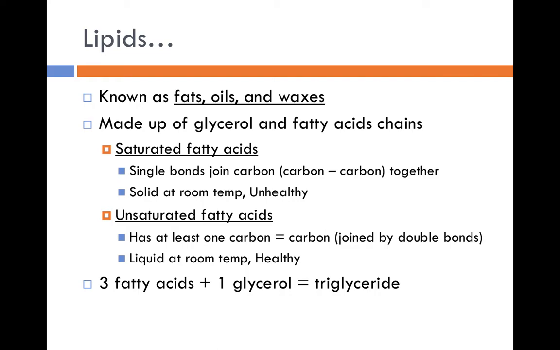So the next one is lipids. First off, we need to make sure that we know what a lipid is. Whenever we say lipid, we need to definitely be able to know that it's fats, oils, and waxes. If you can remember that a lipid is a fat, it will help you know what a lipid is made of. A lipid is made of glycerol and, what's that word? Fatty acids. That will help you identify it.